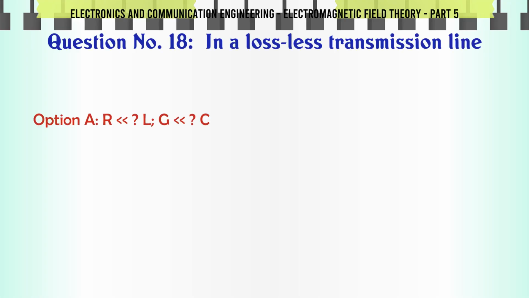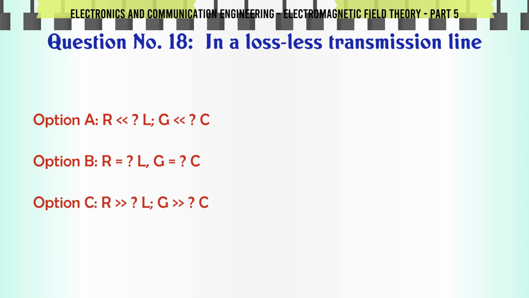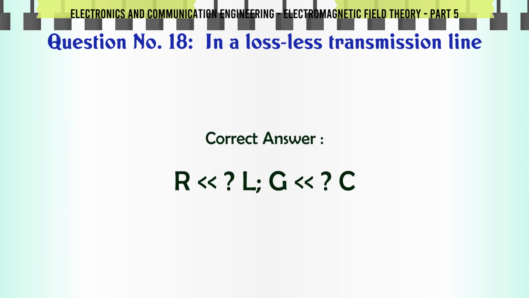In a lossless transmission line, A. R, L, G, C. B. R, L, G, C. C. R, L, G, C. D. None of the above. The correct answer is RLGC.